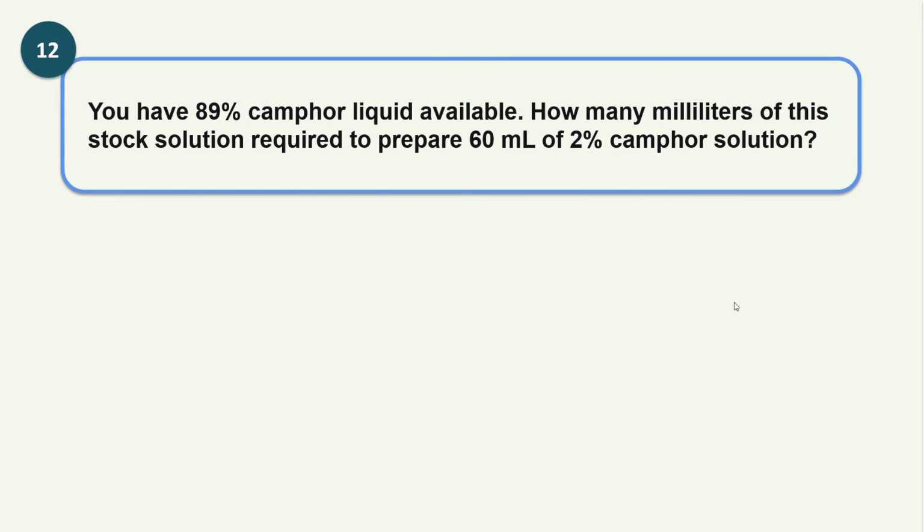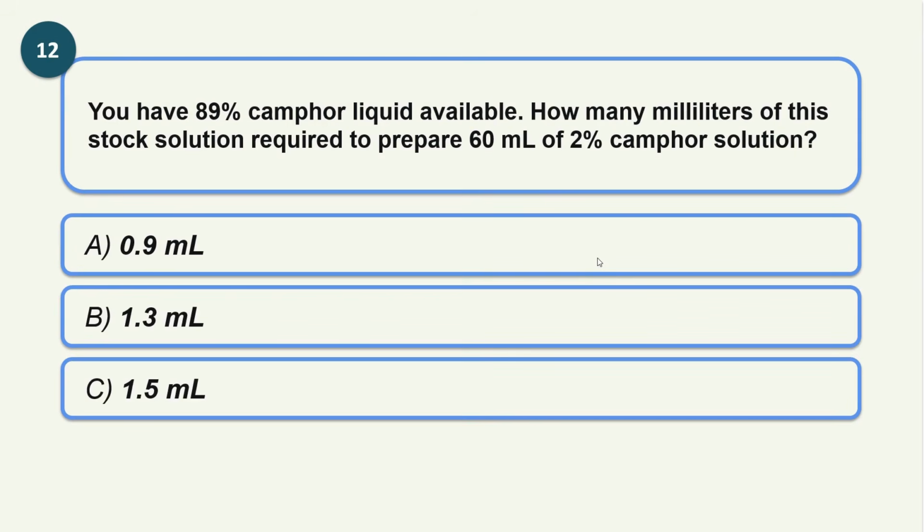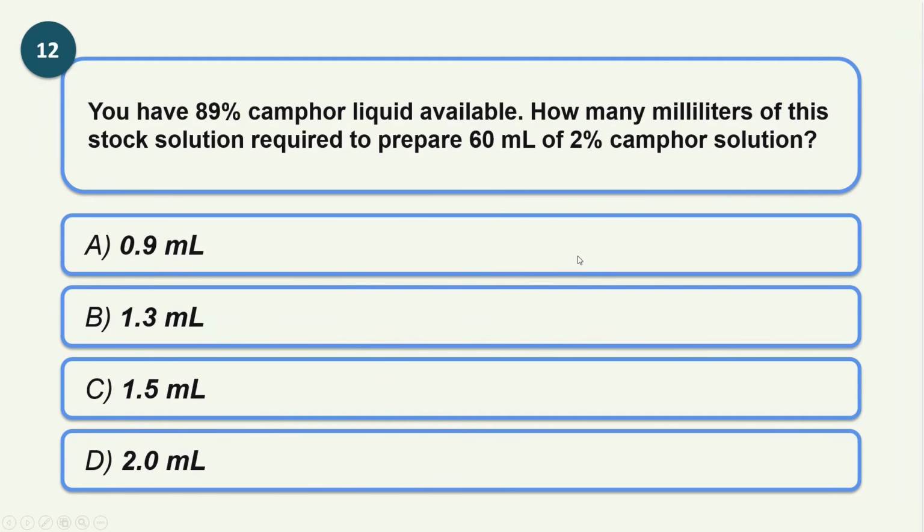Next, you have 89% camphor liquid available, which is a stock solution. How many milliliters of this stock solution are required to prepare 60 mL of 2% camphor solution? A, 0.9 mL, B, 1.3 mL, C, 1.5 mL, and D, 2 mL. The correct answer is 1.3 mL.